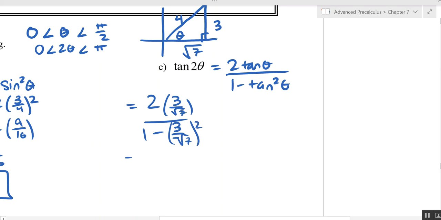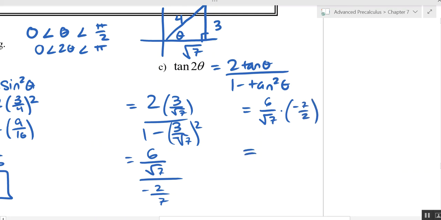So if we simplify this, it looks like we get 6 over root 7, all over 1 minus 9/7. So we get a negative 2/7 in our denominator. I'm just going to multiply by the reciprocal. We wind up getting 6 over root 7 times negative 7/2.